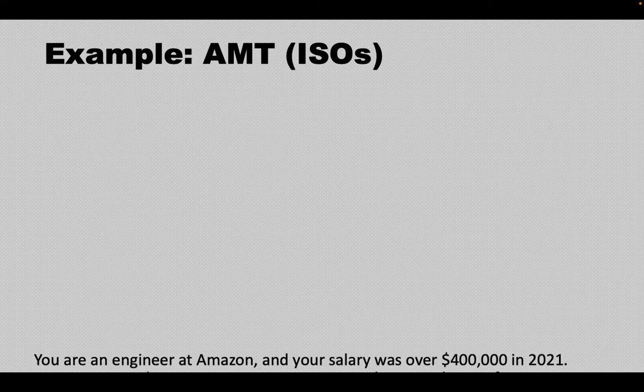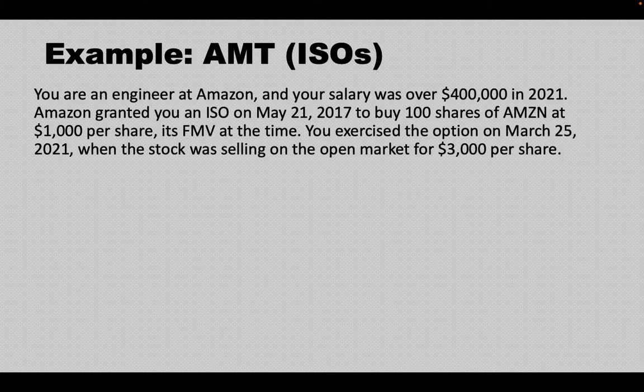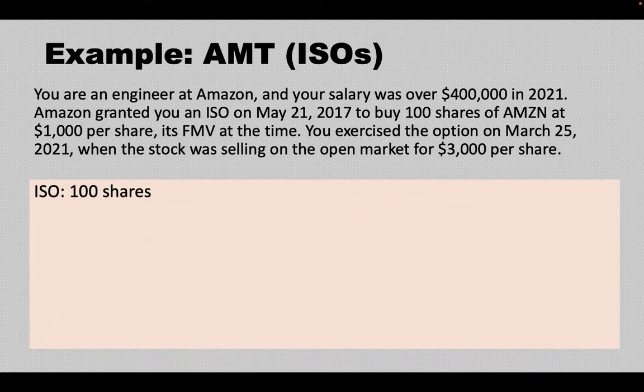Okay, so let's go see an example. Say you are an engineer at Amazon and your salary was over $400,000 in 2021. Amazon granted you an ISO on May 21st, 2017 to buy 100 shares of Amazon at $1,000 per share, its fair market value at that time. You exercise the option on March 25th, 2021, when the stock was selling on the open market for $3,000 per share.